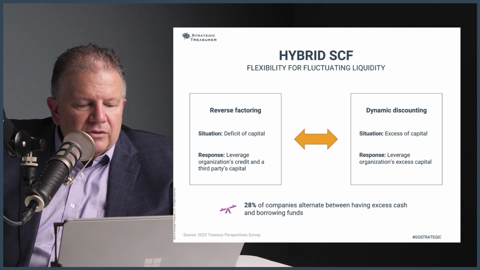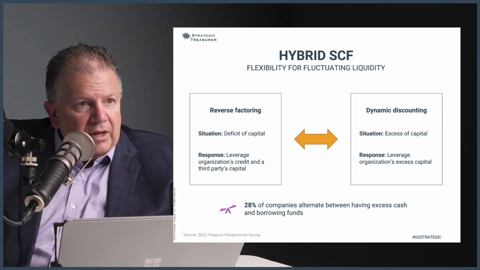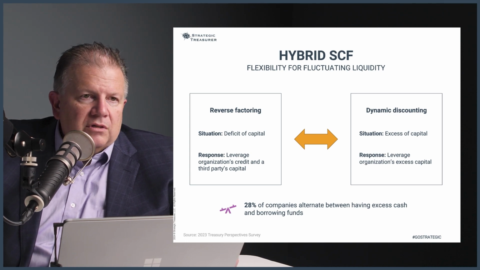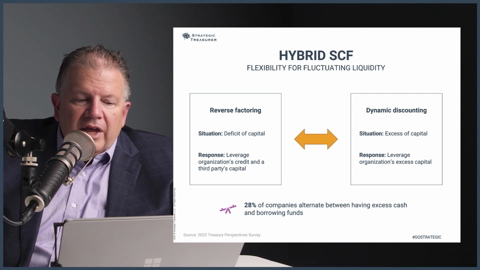The buyer wants to extend their terms. That may not be possible, but they handle the process a little differently, and then leverage their balance sheet on the reverse factoring side, as we just discussed. The dynamic discounting side is you can turn that up or down.